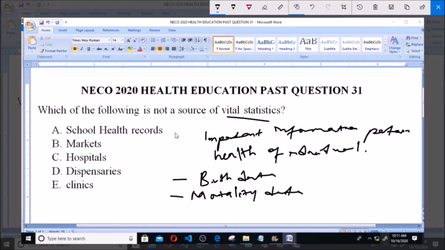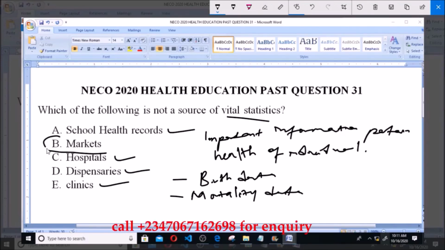Now, the question says, which of the following is not a source of vital statistics? All these data, the birth data, mortality data, and so on, can actually be gotten from school health records, because school health records will carry the births of pupils or students, and also some diseases associated with them. Even the hospitals also. Hospital is one of the best places where vital statistics can be gotten. Even the dispensaries and the clinics. But in the markets, where selling and buying of goods occur, it is not possible to get these vital statistics. So market is not a source of vital statistics, making it the correct answer, which is option B.